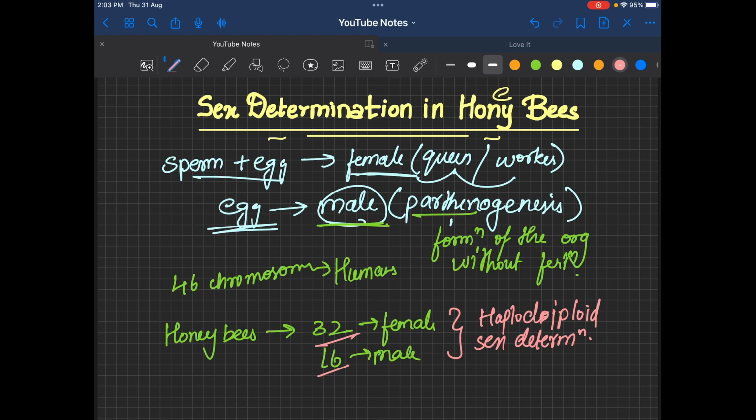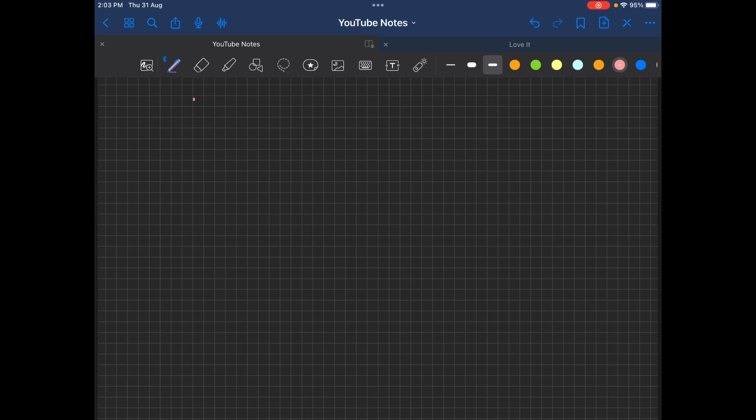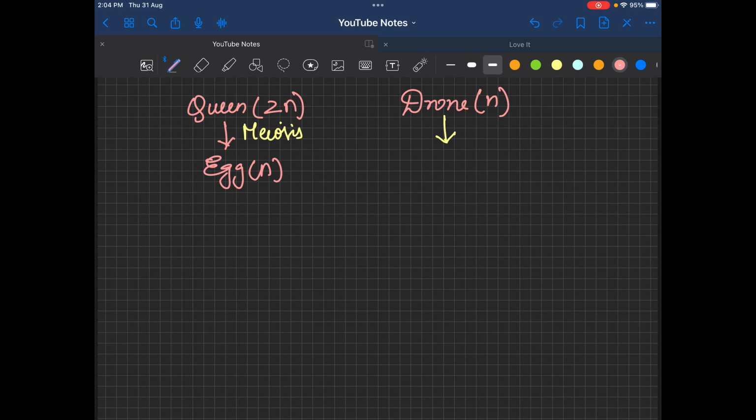This has special characteristics, like males produce sperm by mitosis. They do not have a father and thus cannot have sons, but have a grandfather and can have grandsons. I'll show you a flow chart. The queen is a female and she is 2n, that is, diploid, and there's another drone which is haploid. Through meiosis the queen produces eggs which are haploid, obviously, because meiosis is a reductional division. But here, the drone is already haploid, so through mitosis it produces sperm which is haploid as well.